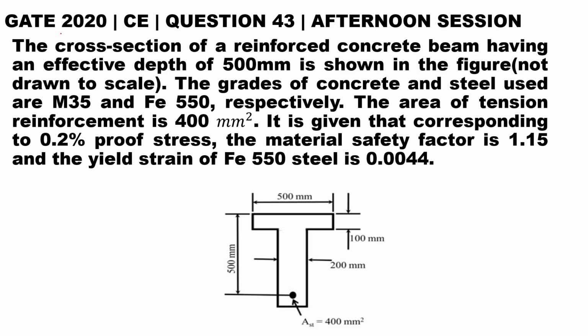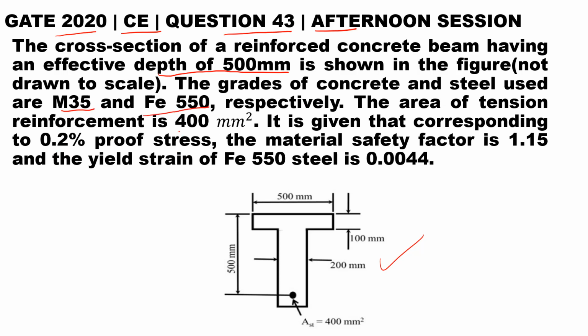Hello students, let's see another question which came in GATE 2020 Civil Engineering. This was question number 43 in the afternoon session. The question states that the cross section of a reinforced concrete beam having an effective depth of 500 mm is shown in the figure. This was the figure. The grades of concrete and steel used are M35 and Fe550 respectively.